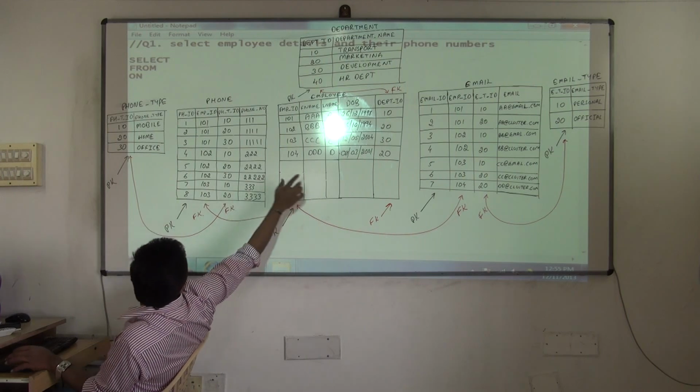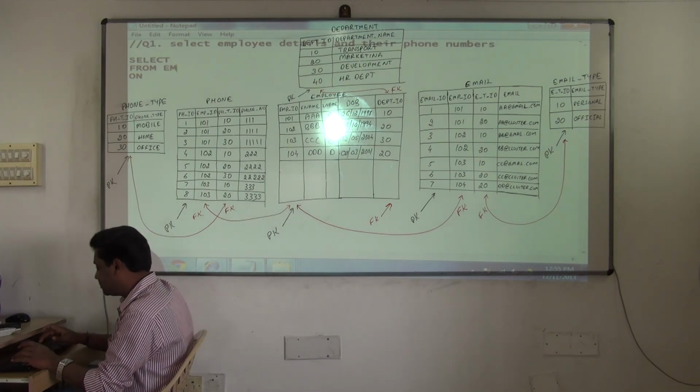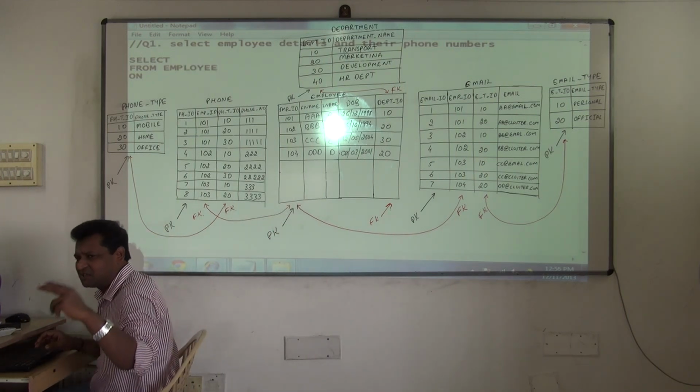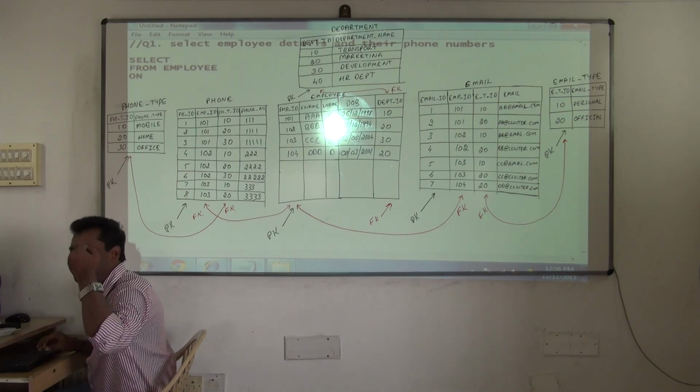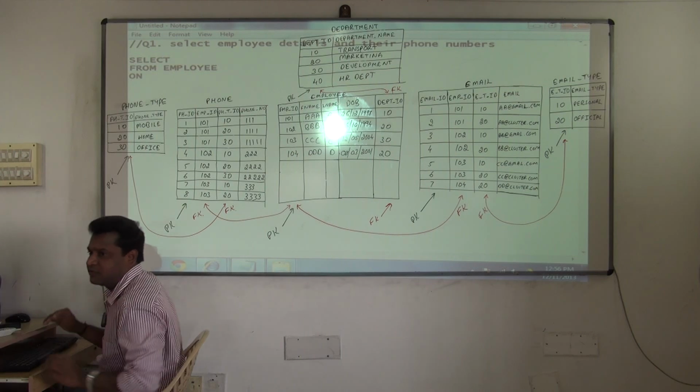But which are the 2 tables you'll join now? Employee and phone. See this now. Just concentrate on 2 joins now. I'll show you 2 queries. If you understand these 2, you can write any queries. That's why the first 2 queries I'll go slow.